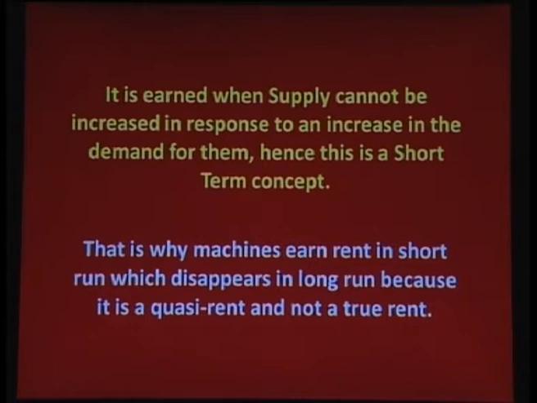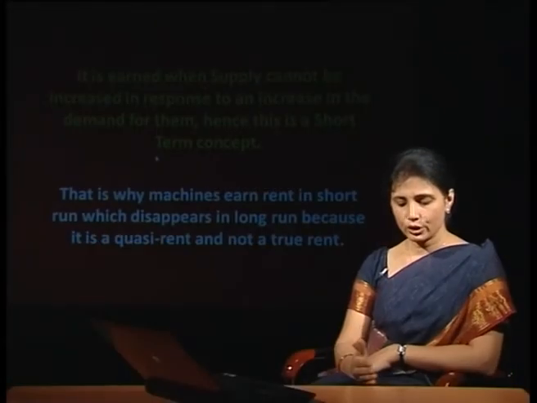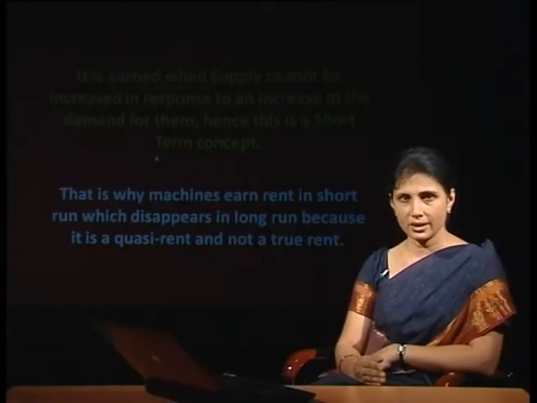Now, it is earned when supply cannot be increased in response to an increase in the demand for them. Hence, this is a short term concept. That is why machines earn rent in the short run, which disappears in the long run, because it is a quasi-rent and not a true rent. So, again, as I told you, it is the difference between the supply and demand.